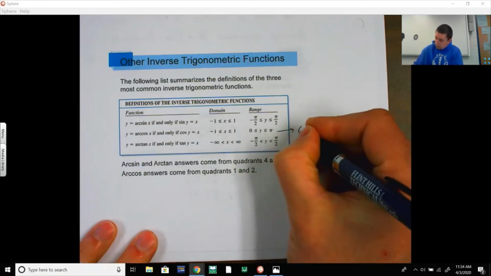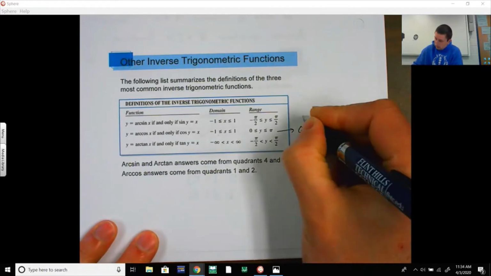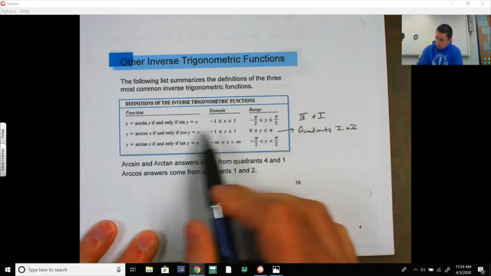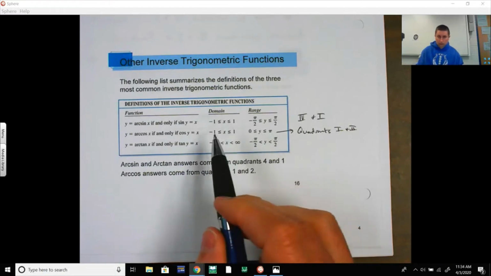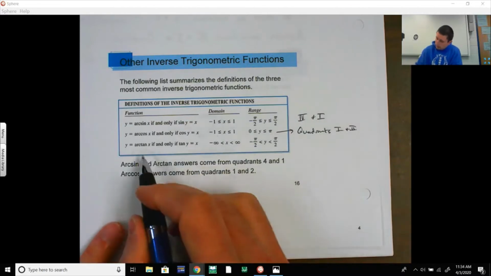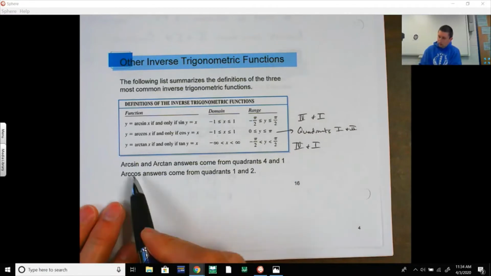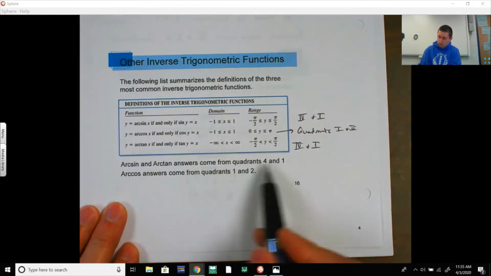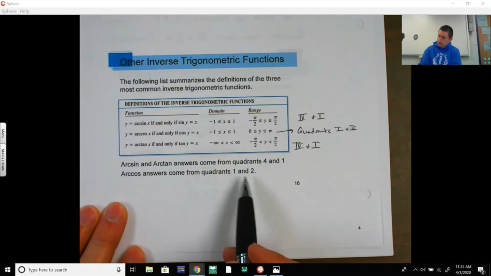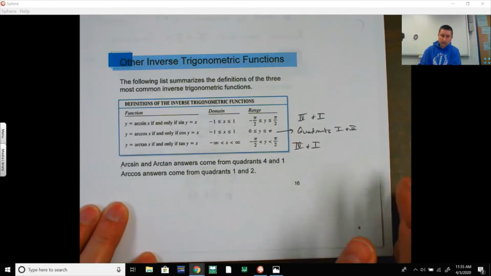So this is quadrants 1 and 2. This one's quadrants 4 and 1. So the answers for cosine can come from quadrant 1 and 2. The answers for sine, arc sine, will come from quadrants 4 and 1. And also tangent is going to come from quadrants 4 and 1. So arc sine and arc tangent answers come from quadrants 4 and 1. Arc cosine answers come from quadrants 1 and 2. That'll be important. So every time you have one of these questions, your answer has to be a value from there.